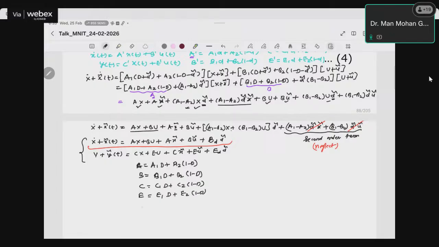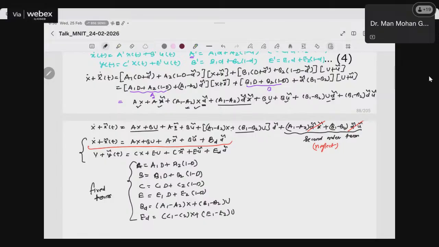There are two more terms, Bd and Ed. Yeah, this was the Bd. Here this term we defined as Bd, so this is (A1 minus A2)x plus (B1 minus B2)u, and Ed is nothing but (C1 minus C2)x plus (E1 minus E2)u, right? So these six terms are fixed terms, and they will depend upon system parameters, right? So these terms are obtained.